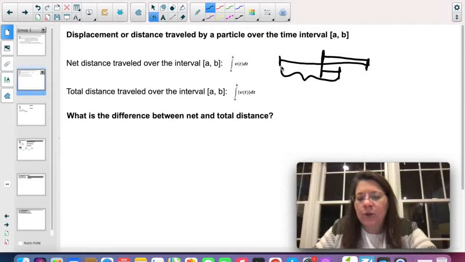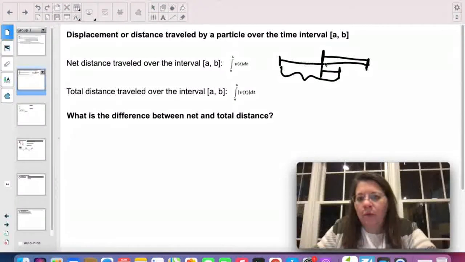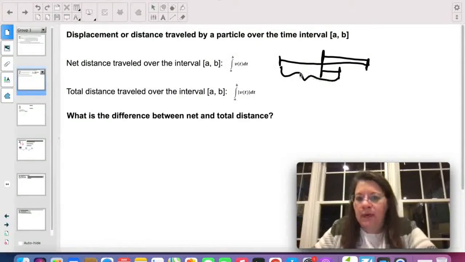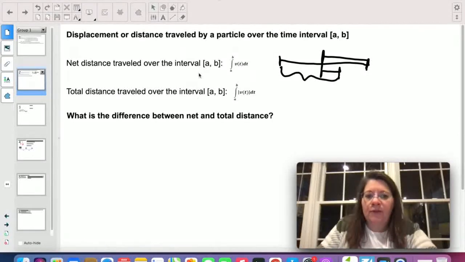It does not take into account that you went all the way over here and then back again and then back again. It doesn't take any of that extra motion into account. All it's going to account for is where you are compared to where you started. That's your net distance traveled. Your total distance traveled would be if we added up all of these distances together to get your total distance. So that's the difference between these two.